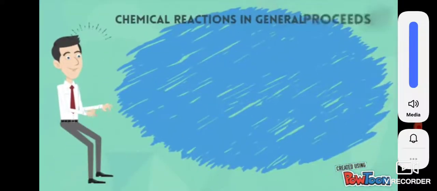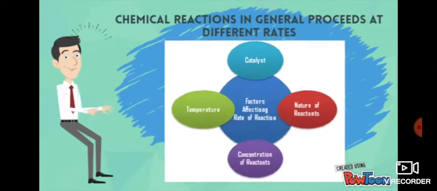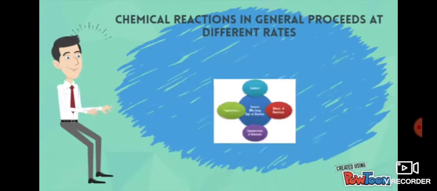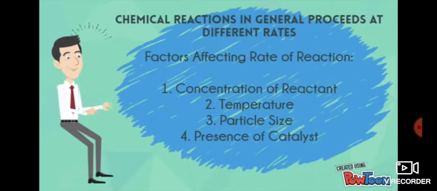Chemical reactions in general proceed at different rates. The difference in rates of reaction is caused by several factors such as concentration of reactant, temperature, particle size, and presence of catalyst. Let's start.